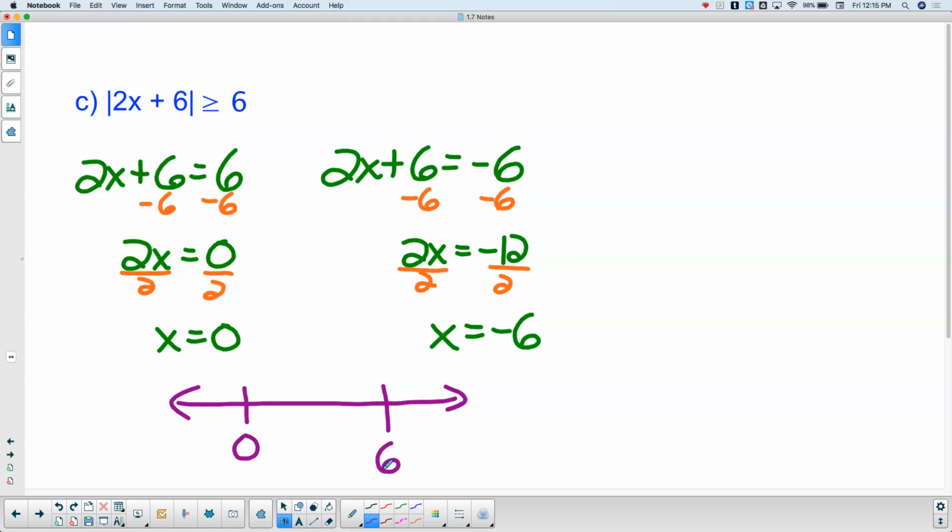Oops, tap the brakes. 0 and negative 6. I went 0 and positive 6. Love it. Okay. Somebody walk me through the test. Negative 3? You okay with that, Daniel? Walk me through it then.